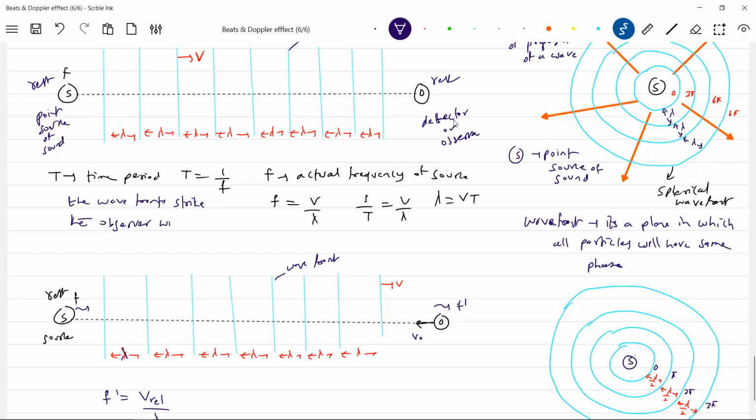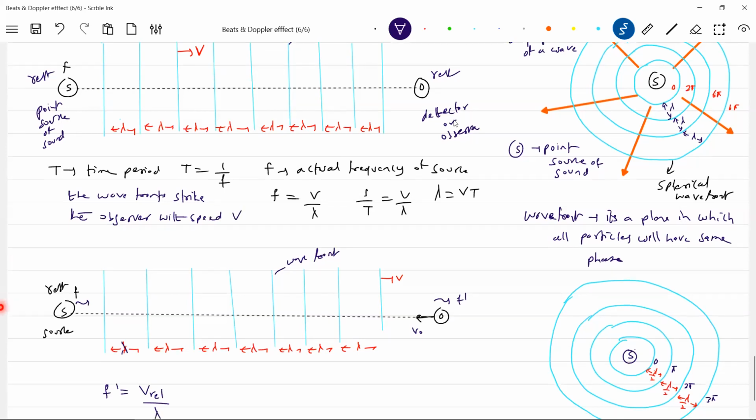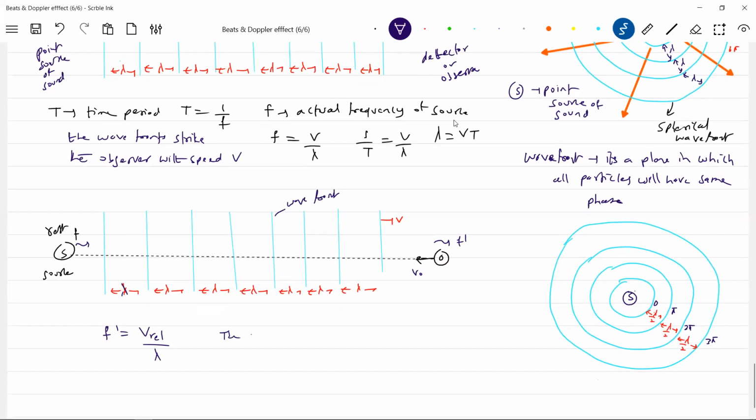In the first case, the wavefronts strike the observer with speed v. Now in this case, the wavefronts will strike the observer with speed v relative. That's the core idea. How to calculate that v relative? Anybody wants to answer?